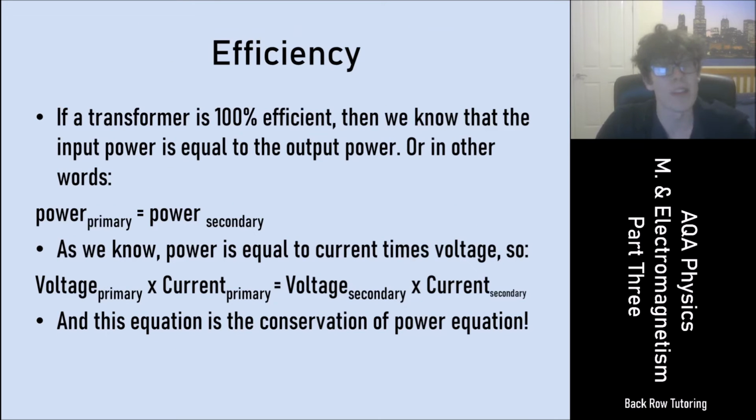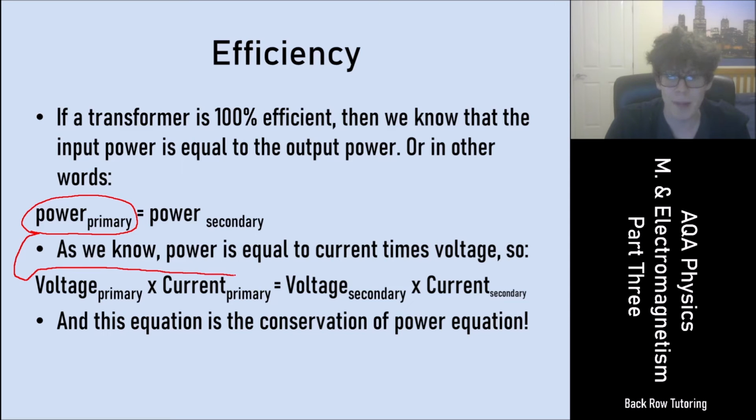If a transformer is 100% efficient, then we know that the input power is equal to the output power. Or in other words, power primary is equal to power secondary. And as we know, power is equal to current times voltage. So if we just replace the left-hand side of the equation, power primary, we can just write that as voltage primary times current primary. All we're doing here is changing the left-hand side of the equation from the power to voltage times current, because power is equal to voltage times current.